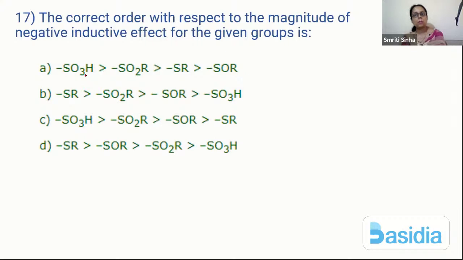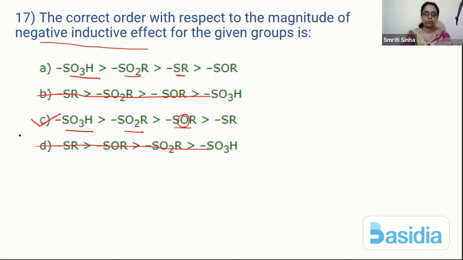Next, the correct order with respect to the magnitude of negative inductive effect is given by which groups? So which group will show more negative inductive effect and which one will show the least? So remember, the more the oxygen atoms, the more the electronegative effect, and the more negative inductive effect. So see where the oxygen atoms are more, obviously this and this. So options B and D are automatically ruled out. Next is SO2 with 2 oxygens, then it should be SOR, not SR, because it at least has 1 oxygen, and therefore the correct answer is option C.